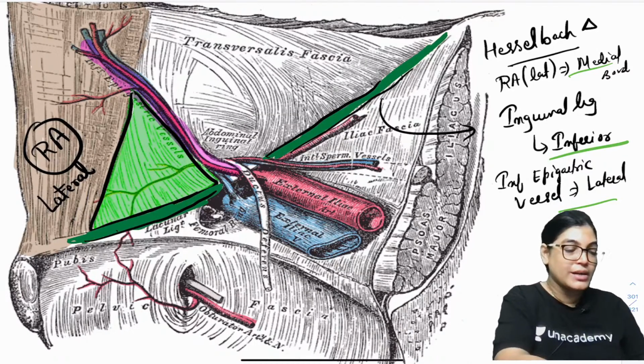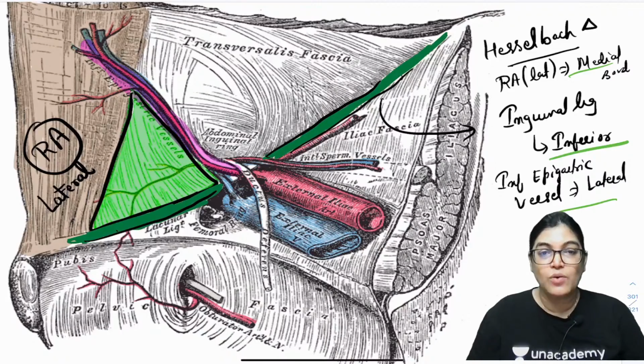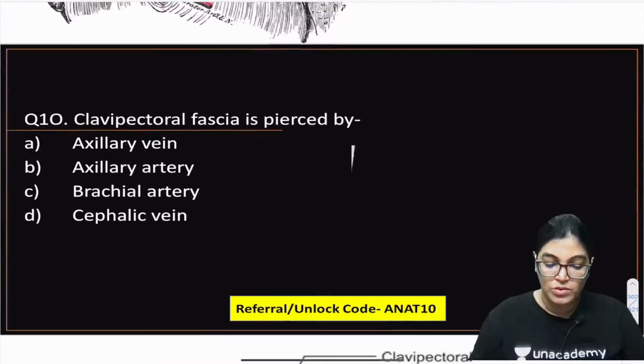Which herniation occurs through this space? The direct inguinal hernia, medial to the inferior epigastric vessels. So let's move on to the next.